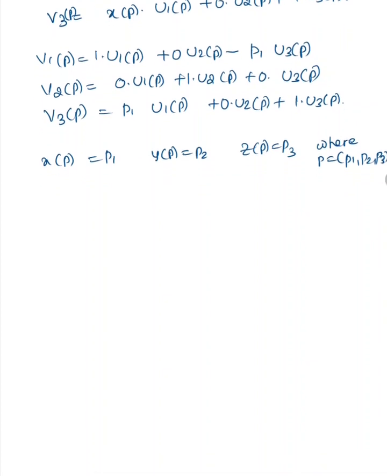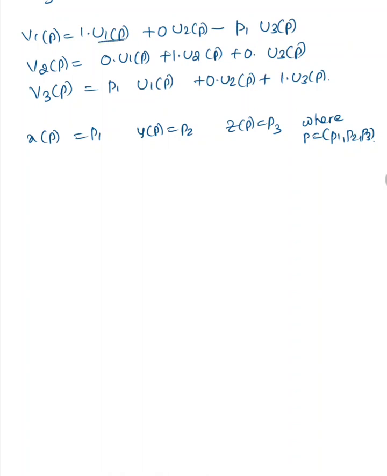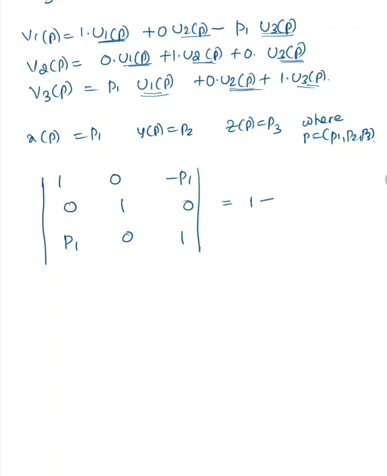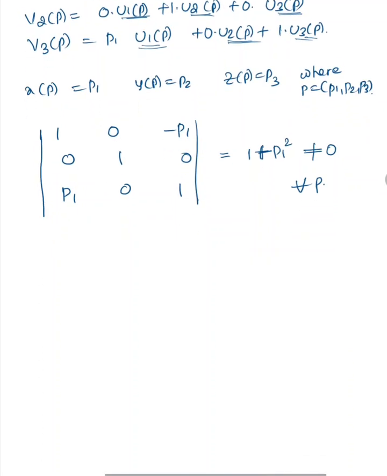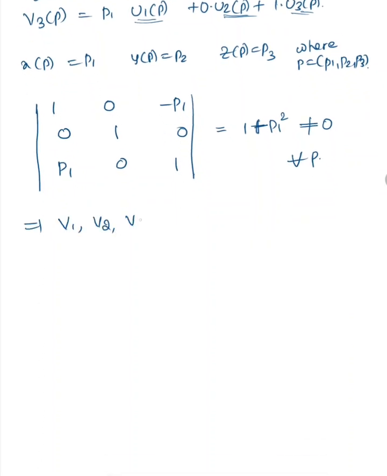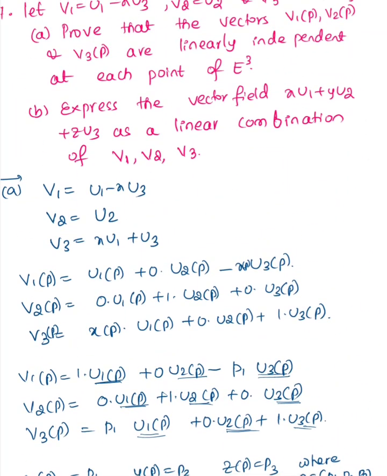Now to check whether v1, v2 and v3 are linearly independent, we will consider a matrix corresponding to the coefficients of u1, u2 and u3, and we have to find the determinant. If the determinant is non-zero, then they are linearly independent. If the determinant is 0, they are linearly dependent. Now the determinant to be found is the matrix with rows 1, 0, minus p1; 0, 1, 0; p1, 0, 1. So it is equal to 1 plus p1 square. So for any p, this will never be equal to 0. Hence v1, v2 and v3 at the point p for any arbitrary p are linearly independent. This is all about the question asked in section A of exercise 4.